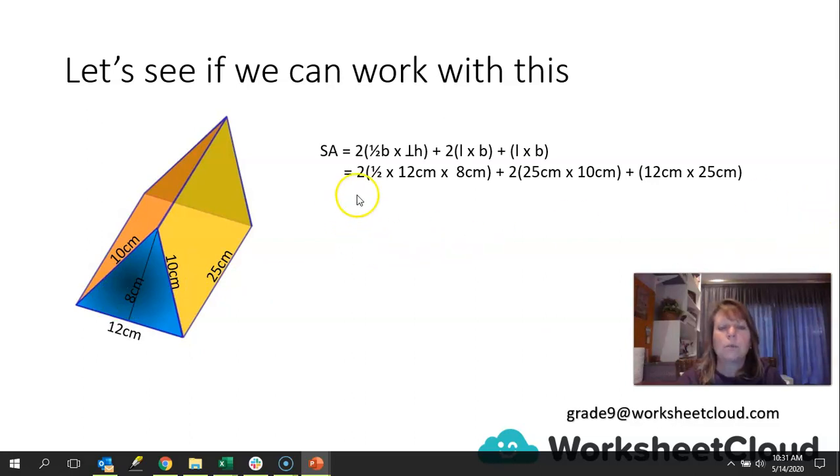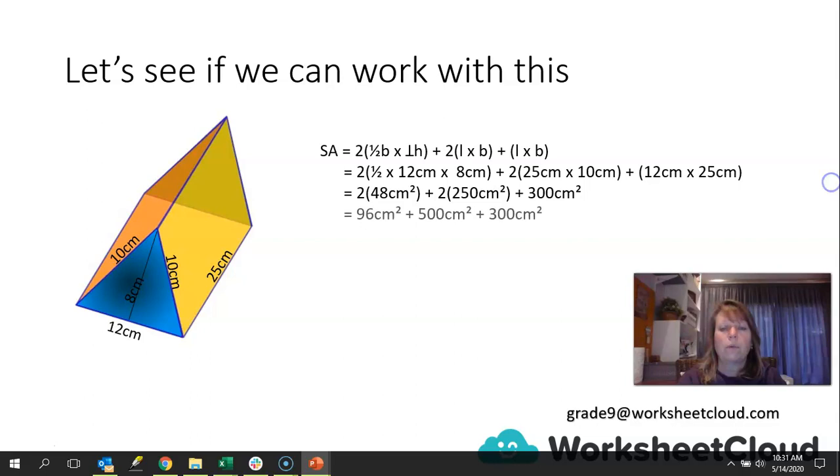Well, the easiest thing to do is we can either go half times 12, which is 6, times 8, or we can go 12 times 8 and halve that. It's going to be the same both ways. So half times 12 is 6, and 6 times 8 is 48 centimeters squared. Okay, and then we've still got to double that. And then 25 times 10 is 250 centimeters squared, and we're going to double that because we've got two faces with that measurement. And then 12 times 25 is going to give us 300 centimeters squared.